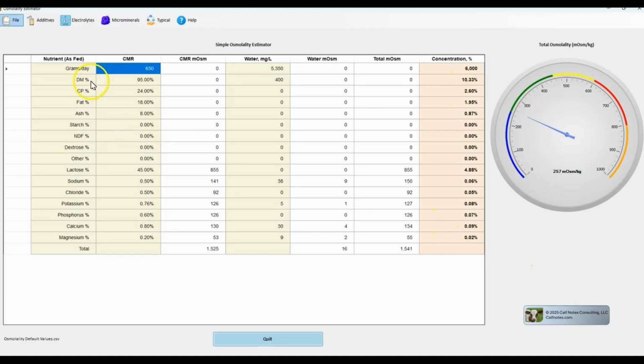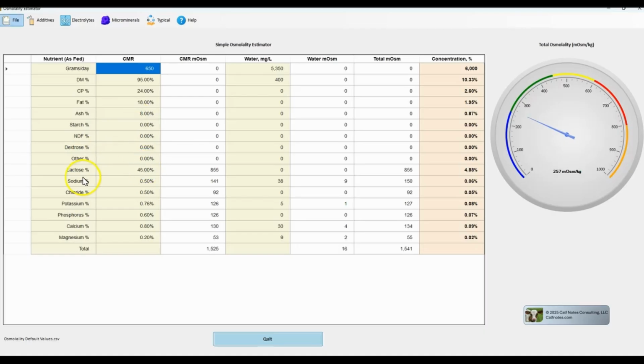The dry matter concentration of the milk replacer is shown here, as is the water solids concentration. Now, this is expressed in milligrams per liter, so it's a different unit compared to the concentration of the CMR. Note that these numbers are all expressed on an as-fed basis, so it's easy to calculate the values from a feed tag. In the default example, we have a 24% protein, 18% fat milk replacer that contains 8% ash. The other components such as starch, NDF, dextrose, and others are assumed to be 0%.